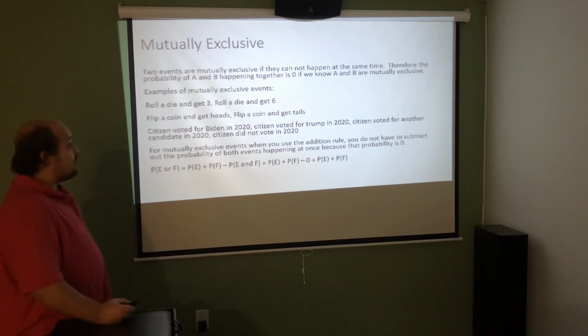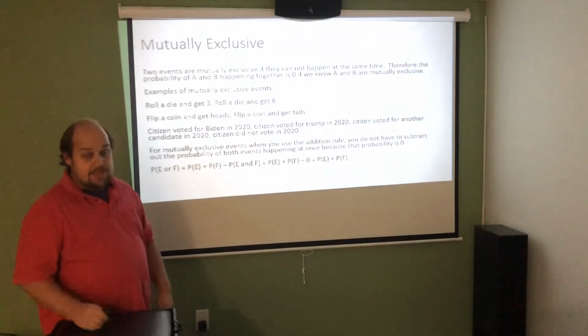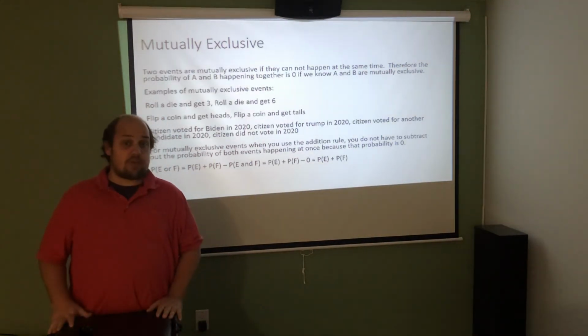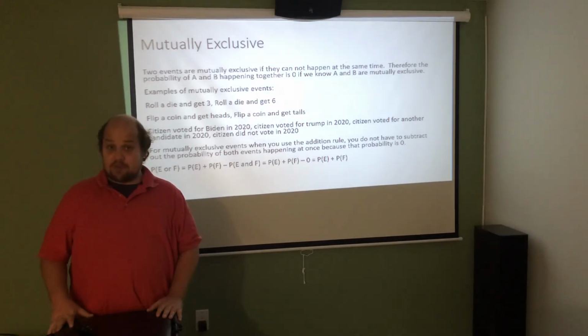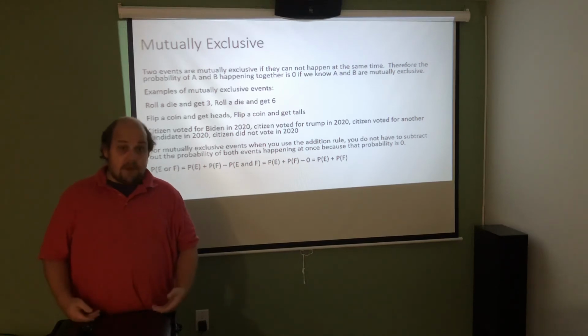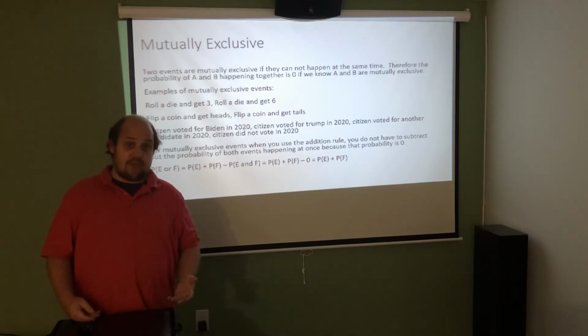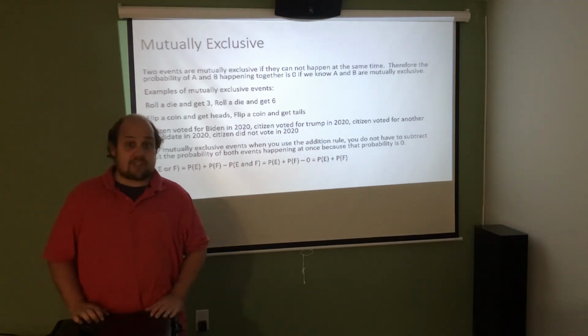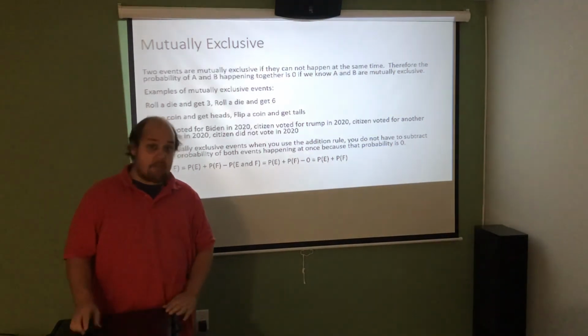Two events are mutually exclusive if they cannot happen at the same time. Students get confused on the difference between mutually exclusive and complements. Two things can be complements and mutually exclusive. In fact, for something to be a complement, it must be mutually exclusive to the original event because they can't occur at the same time. But I can have mutually exclusive events that don't represent complements.